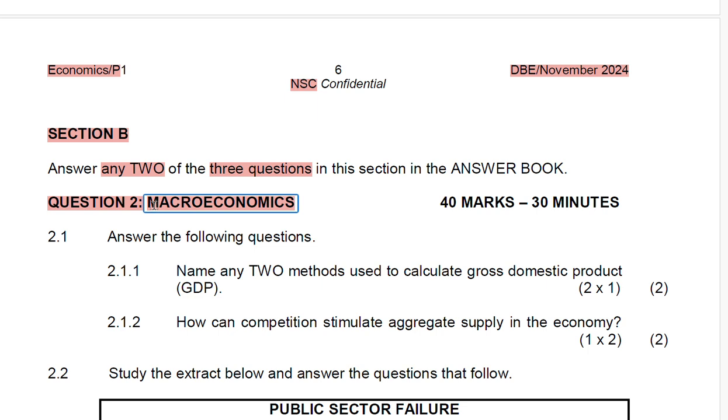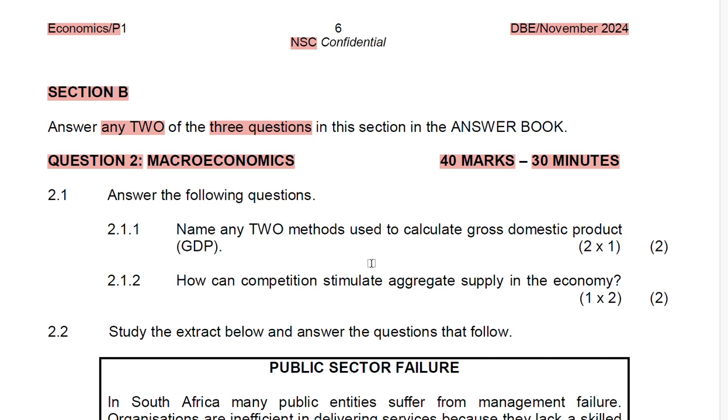number 2 covers macroeconomics. Every question in Section B is made up of 40 marks, and the candidate is expected to spend 30 minutes of their time. Now let's just look at the question that we have and answer them together.